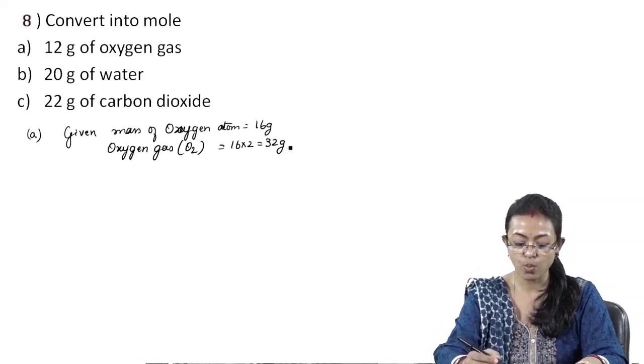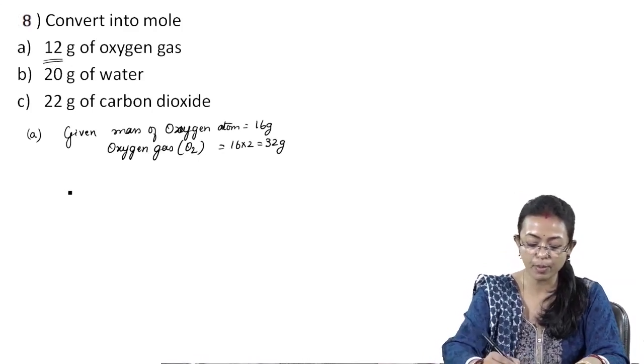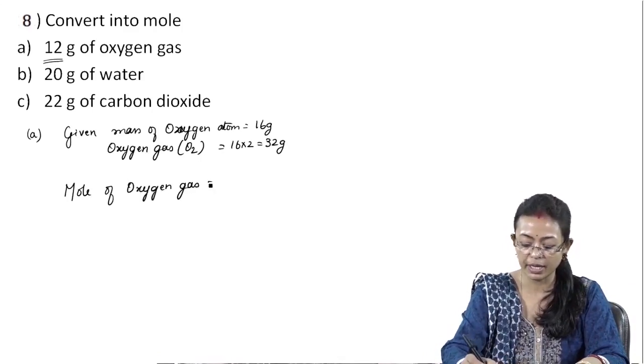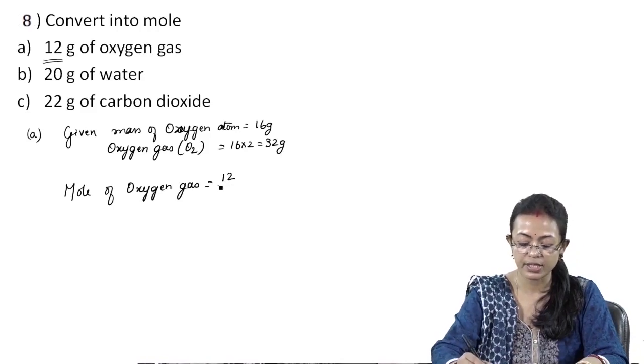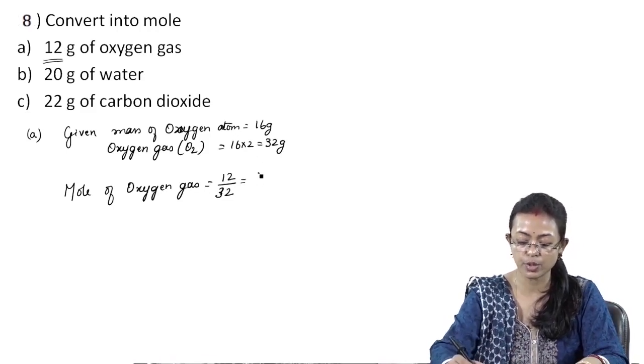Alright, now here they want to ask you the number of moles for 12 gram of oxygen. For 12 gram of oxygen, the mole of oxygen gas will be equal to 12 divided by 32. 12 divided by 32 is going to be 0.375 mole.